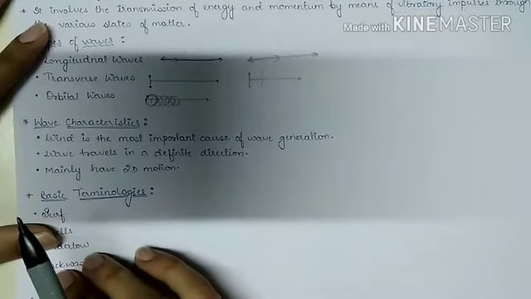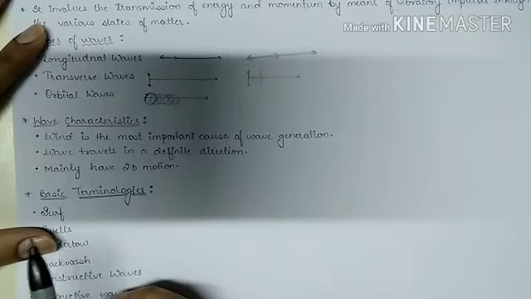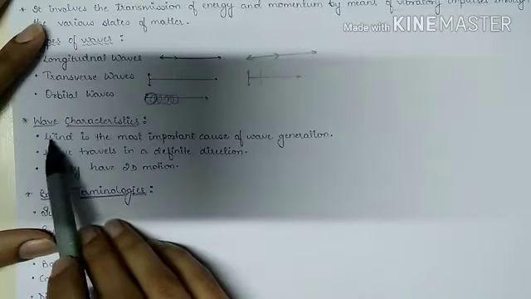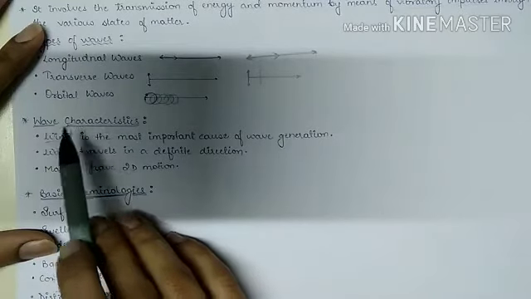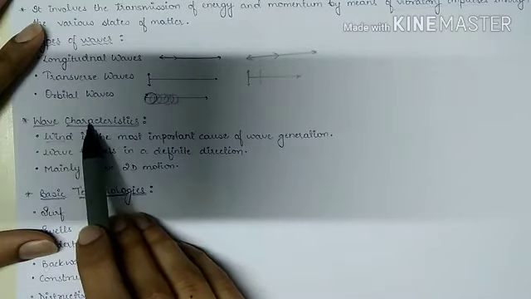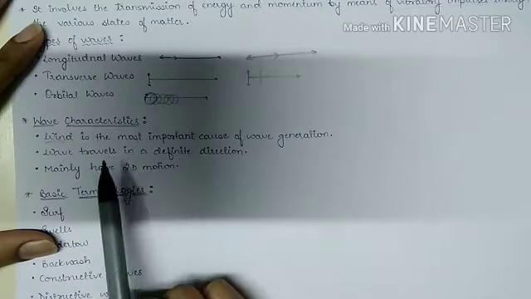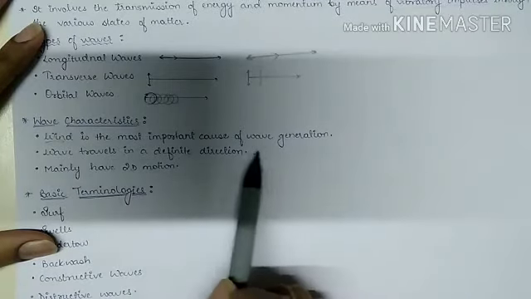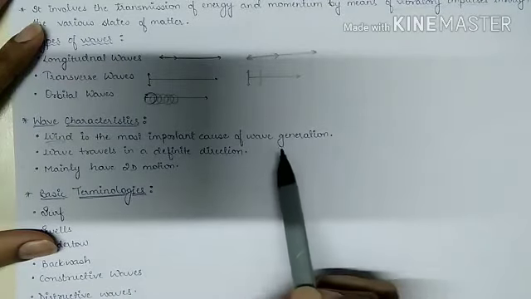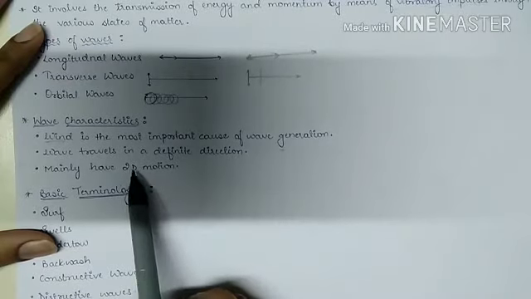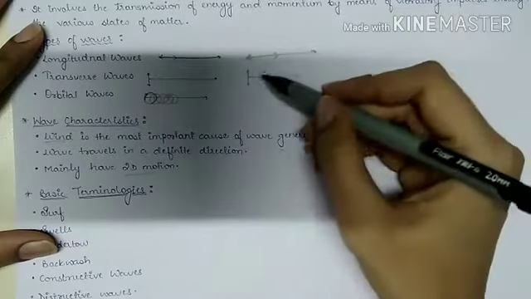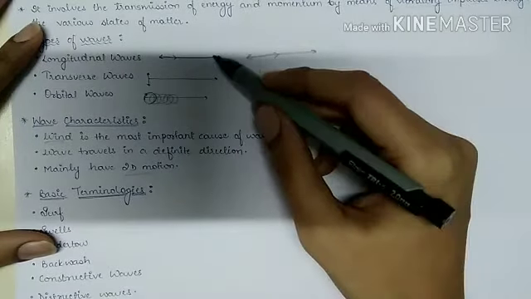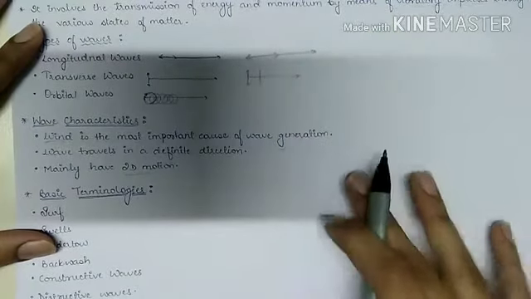The most important cause of wave formation is winds. Winds are the major factors that cause the formation of waves. Second, waves have a definite direction, so they move in a specific direction. Lastly, they have 2D movement.